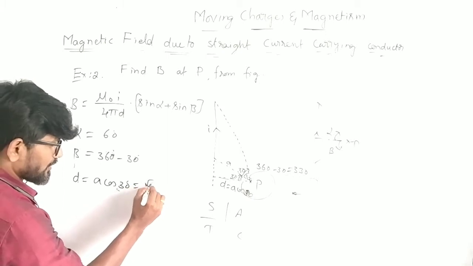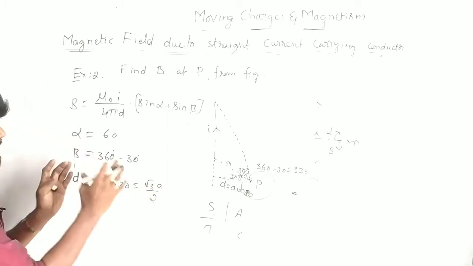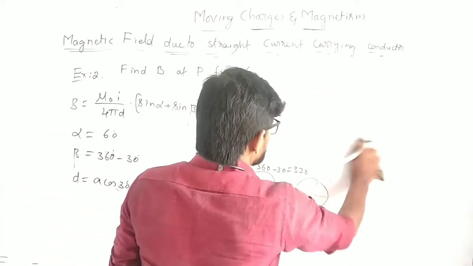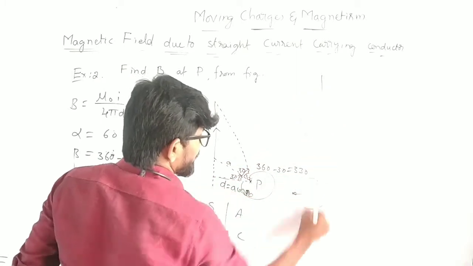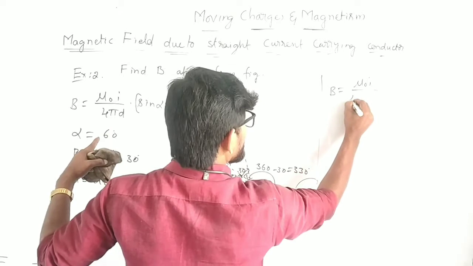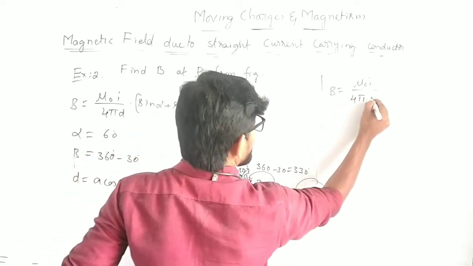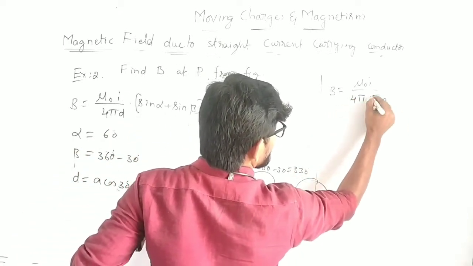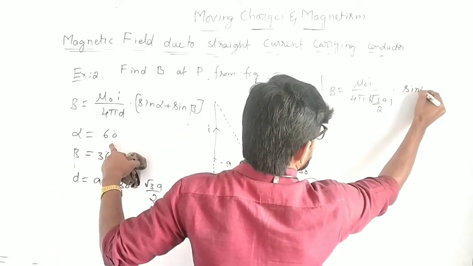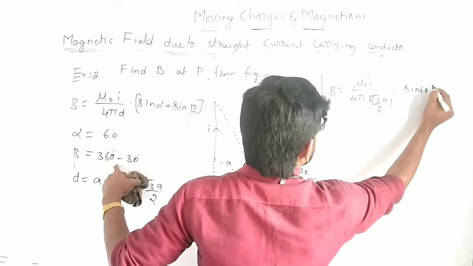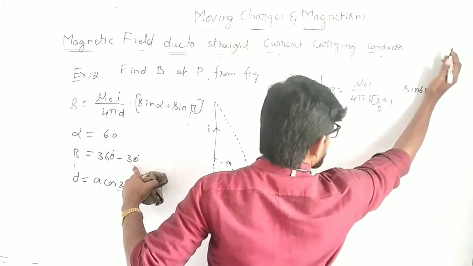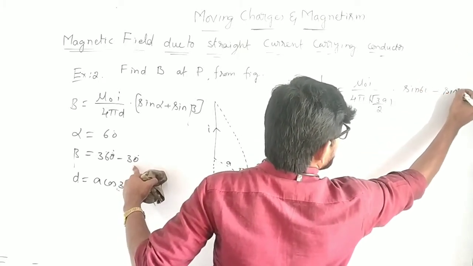So root 3a by 2 is your d. Substitute these angles in this formula, then you will get the final expression. So what is B? From this you can say that B is equal to mu naught I by 4 pi d, where d is root 3a by 2, into sin alpha plus sin beta. Sin alpha is sin 60. Beta is 360 minus 30, and sin 360 minus 30 is minus sin 30. So you can write directly minus sin 30.